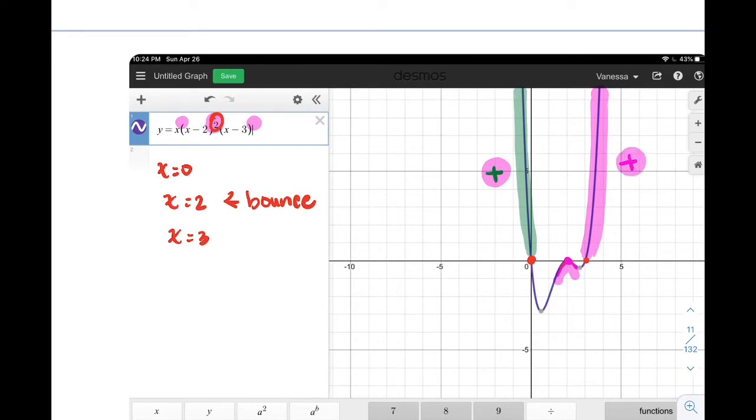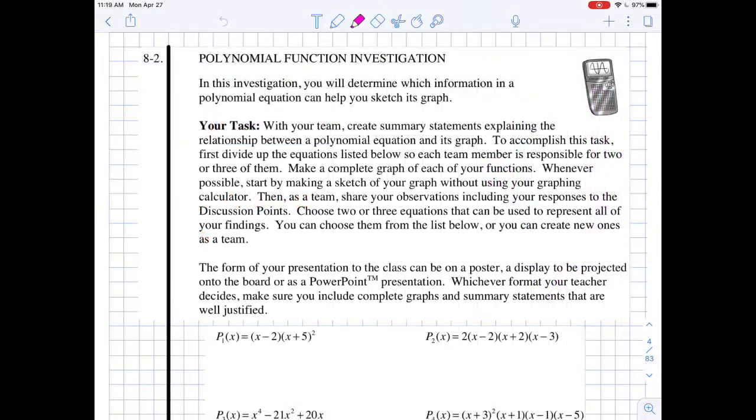So please pause the video. And what if we had x to the power of 5? What do you think the end behavior will be?